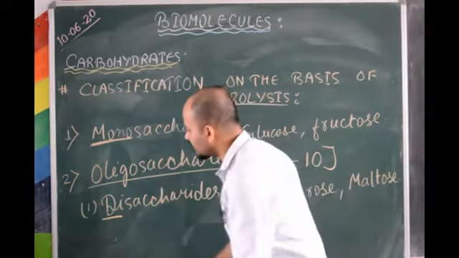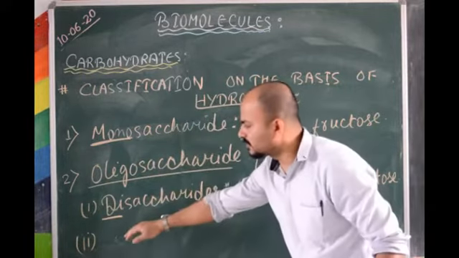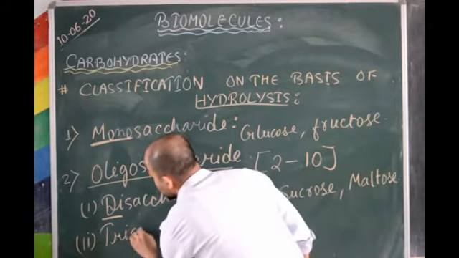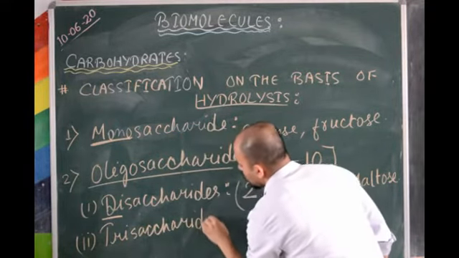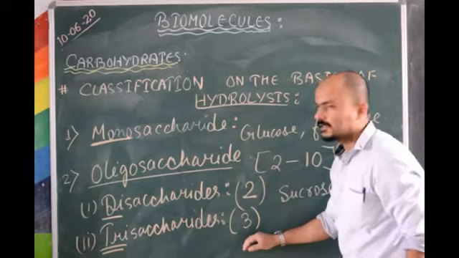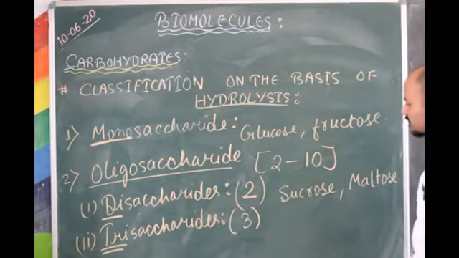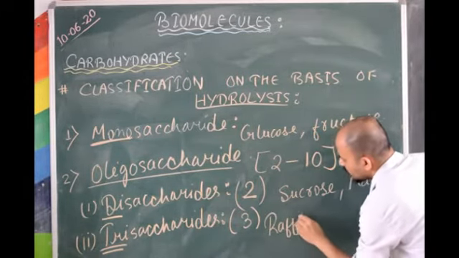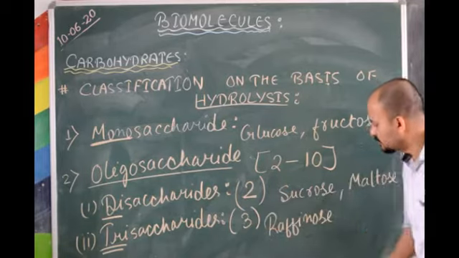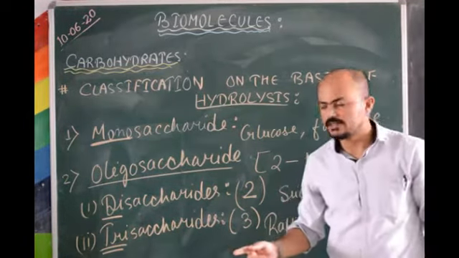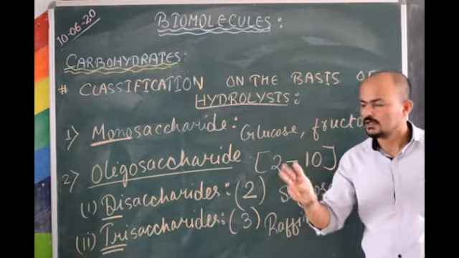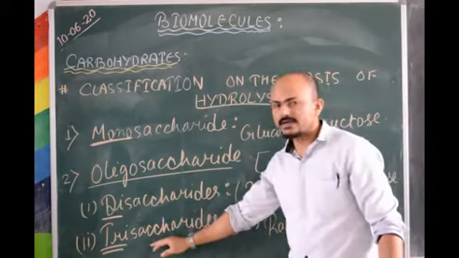Now similarly, if this oligosaccharide yields 3 monosaccharides, then obviously they are known as trisaccharides. Tri means 3. Upon hydrolysis, they are going to yield 3 simple monosaccharides. An example is raffinose. If you hydrolyze raffinose with water in acidic medium, it gives 1 molecule of glucose, 1 molecule of fructose, and 1 molecule of galactose. So 3 molecules upon hydrolysis, therefore it is known as trisaccharide. Please don't forget.